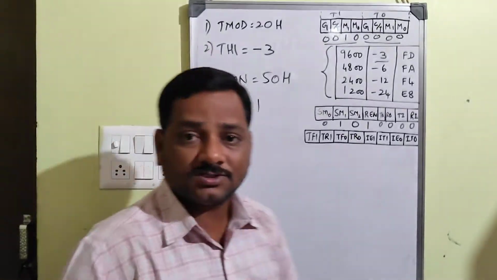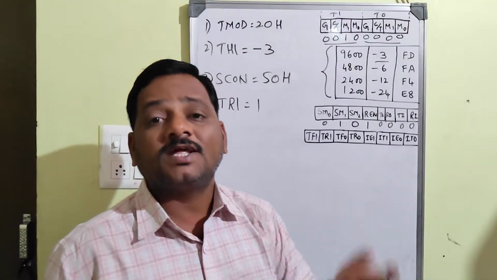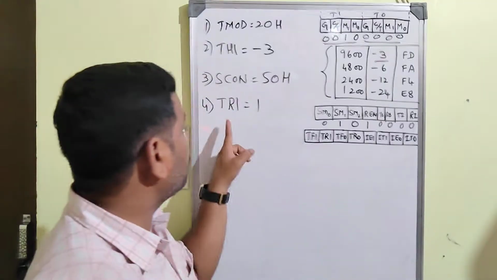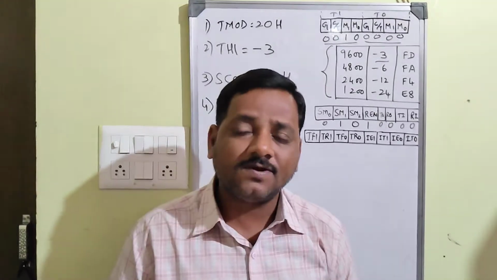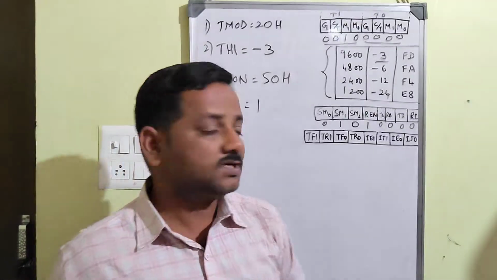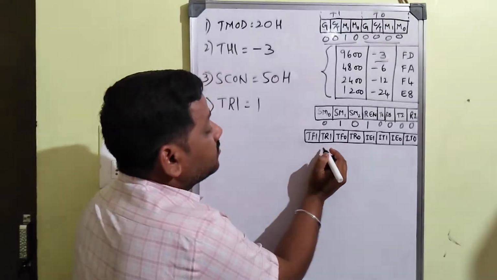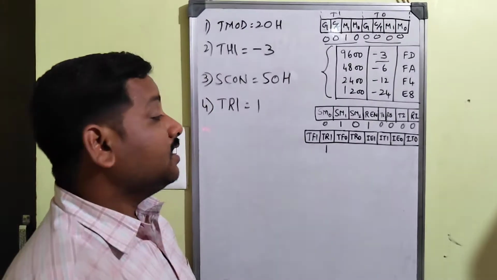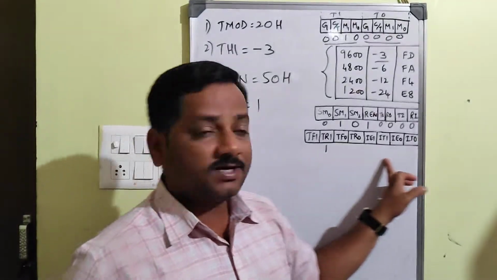Which timer do you need to start, timer 1 or timer 0? We have selected timer 1, so you need to make TR1 high. Where do we get TR1? We get it in the TCON register. In this TCON register, only these 2 bits are for timer 1 and these 2 bits are for timer 0. You make this bit high. And this is a bit addressable register.